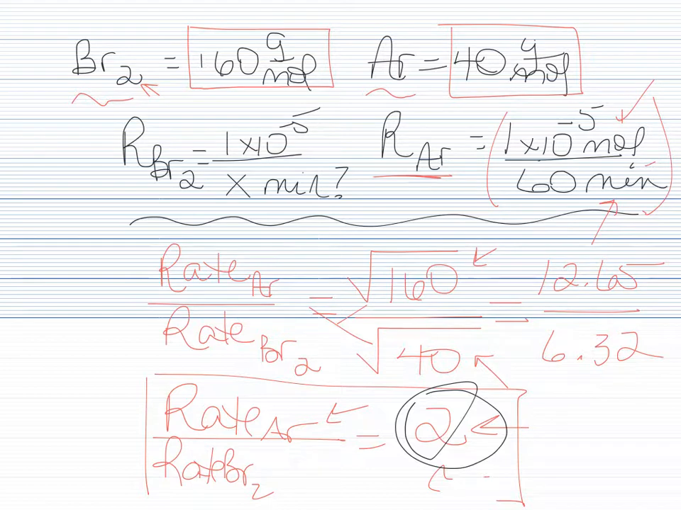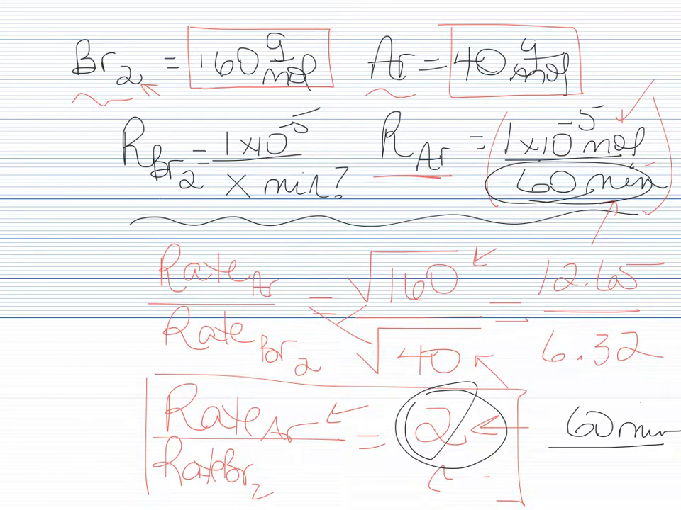So we know that argon is 2 times faster than bromine, right? So how long did it take bromine? How long did it take argon? It took argon 60 minutes. If argon is 2 times faster than bromine, how long did it take bromine?